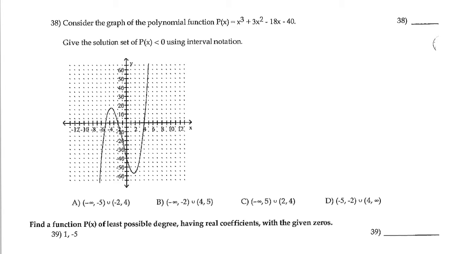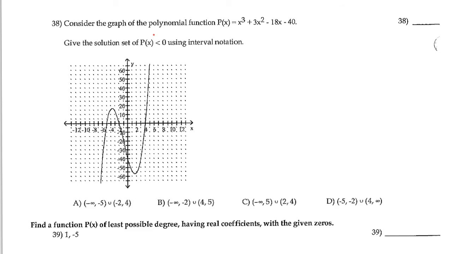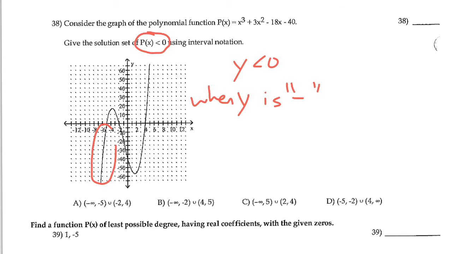What is the question here on 38? The question is, when is this function, p of x, less than 0? That is, when is y's value less than 0? When is y's value negative? Okay, so let me circle that. Y would be negative here. Y would be negative here.